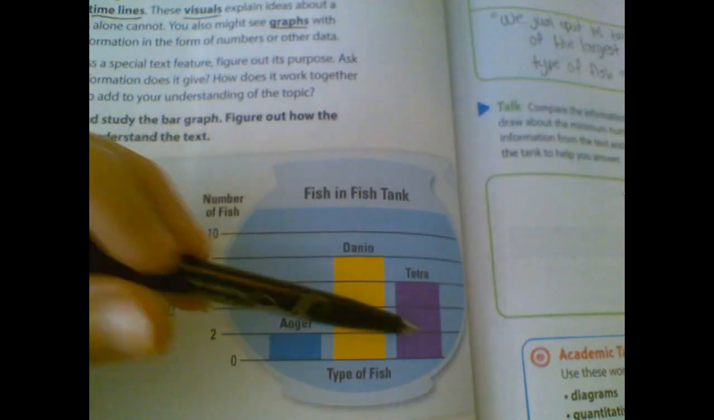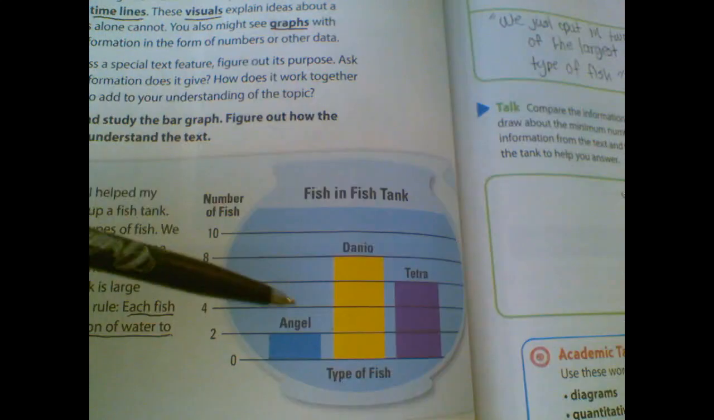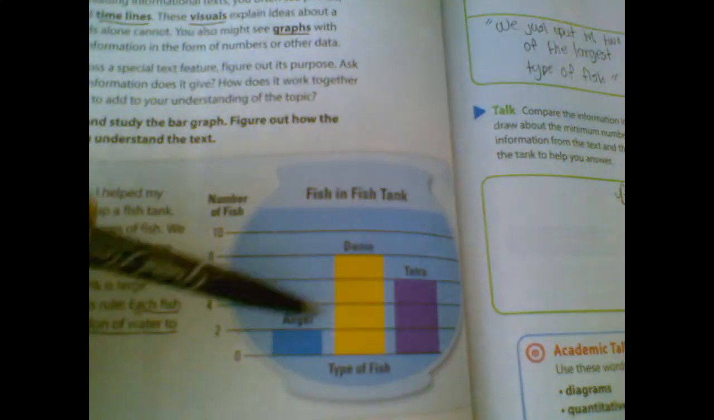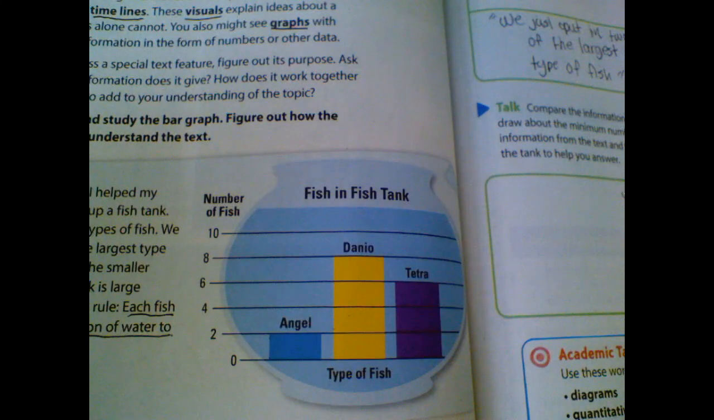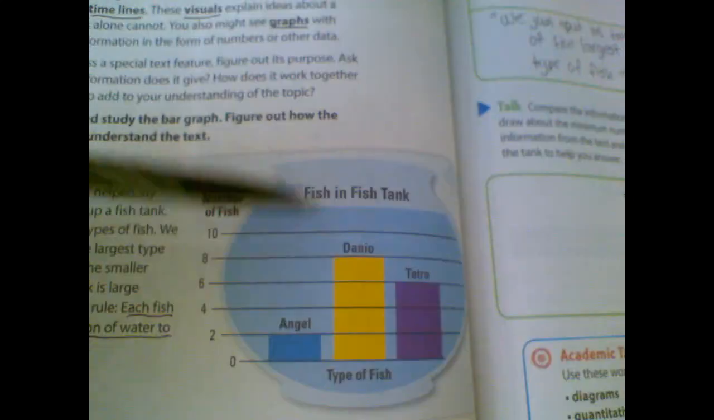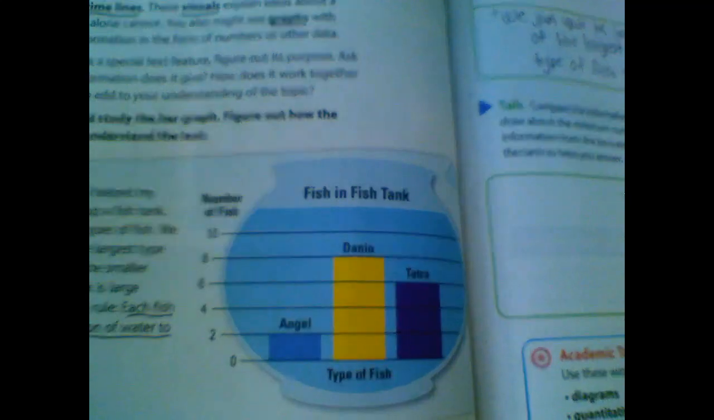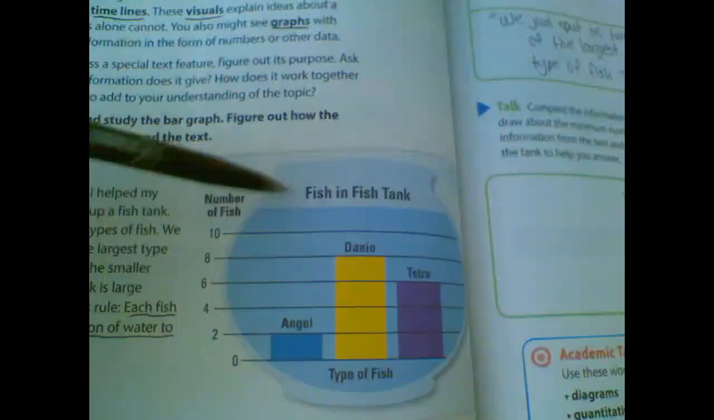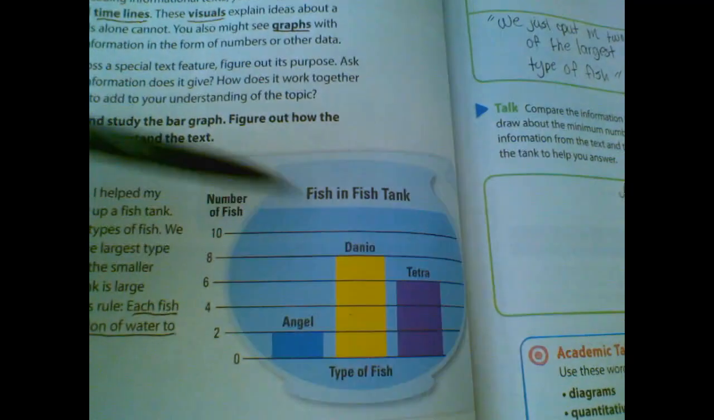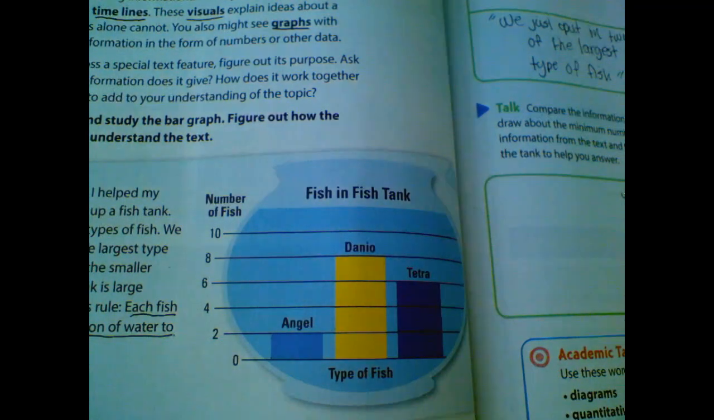But look at what all you can figure out just by looking at the bar graph. It tells you the types of fish. It tells you the number of those fish that are in the fish tank. So I found out all that information just by looking at my bar graph, that they didn't tell me in my reading. So you see how these two relate to each other, how this bar graph enhances the reading, how it helps with your reading.